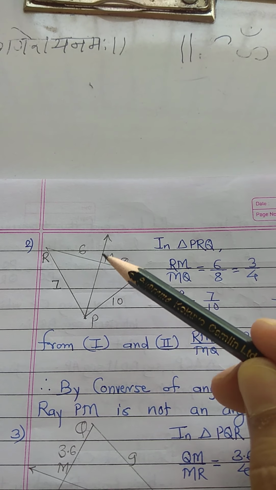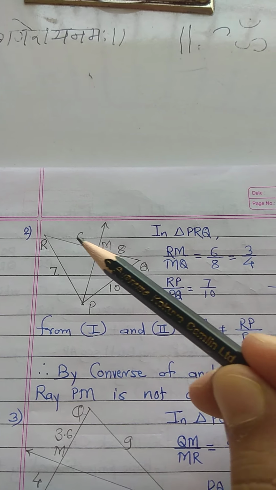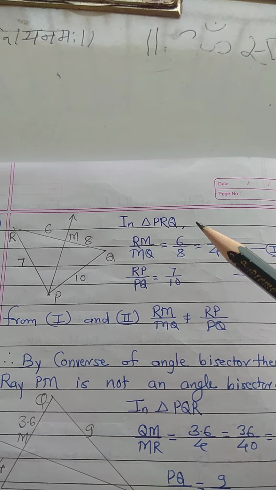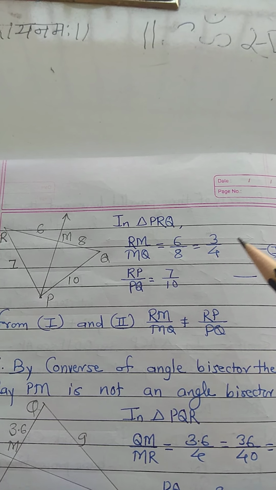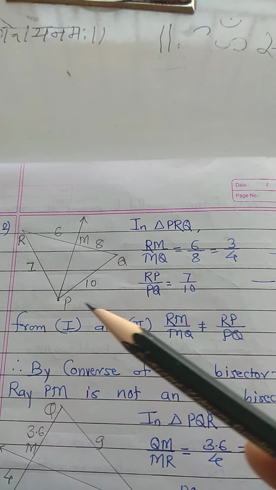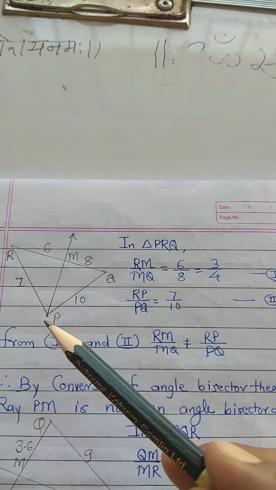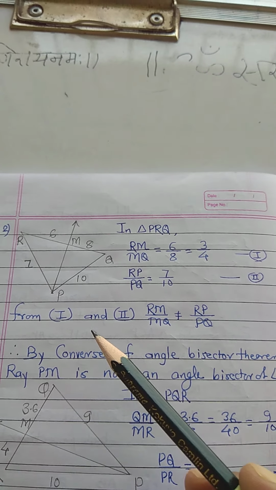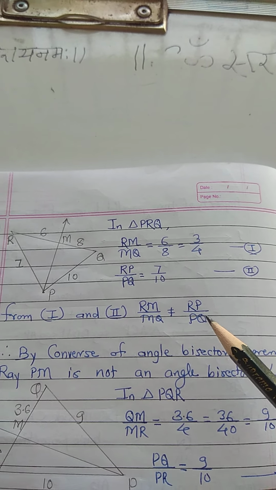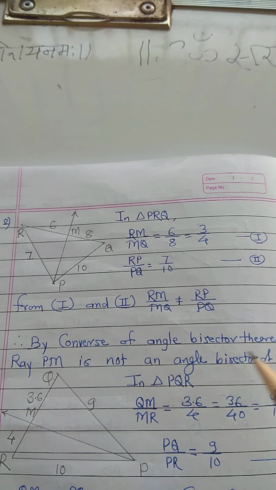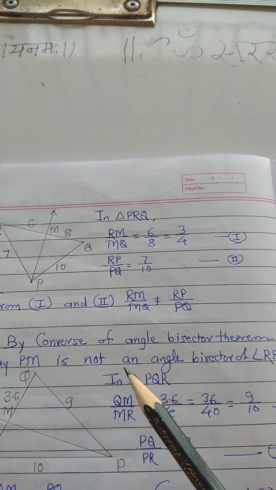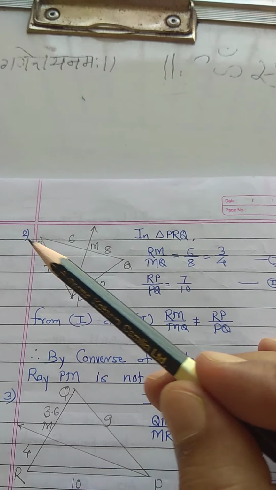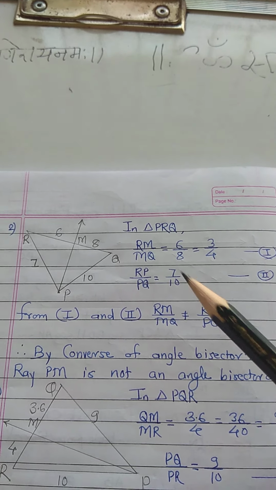Here PM is intersecting RQ in the ratio 6:8. RM upon MQ is equal to 6:8. 2 3s are 6, 2 4s are 8. Here another ratio is the ratio of remaining sides, PR upon PQ. It is 7 upon 10. From 1 and 2 we can say that the ratios are not equal, and therefore by converse of angle bisector theorem, ray PM is not an angle bisector of angle RPQ. As the ratio is not the same, PM is not a bisector of angle RPQ.